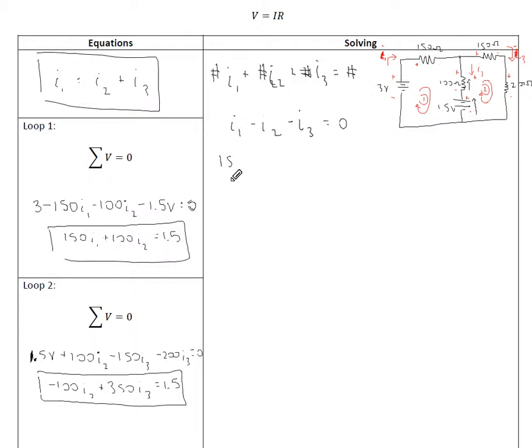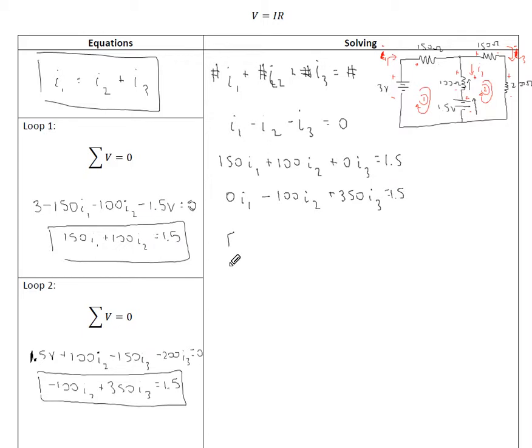Next one I have 150 I1 plus 100 I2 plus 0 I3 is equal to 0. Oh, sorry, it's not equal to 0, it's equal to 1.5. And the last one is we have 0 I1 minus 100 I2 plus 350 I3 is equal to 1.5. Okay, so you don't actually have to write those zeros there. I just put them there for us to remember. But what we actually want to do is put it in a matrix.